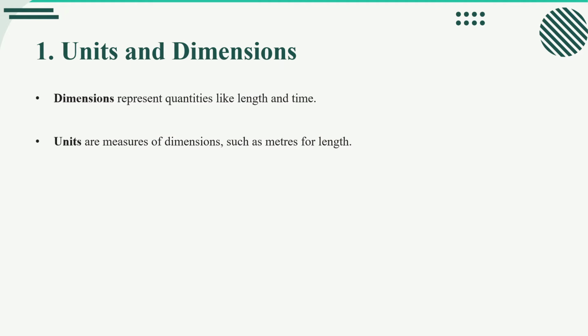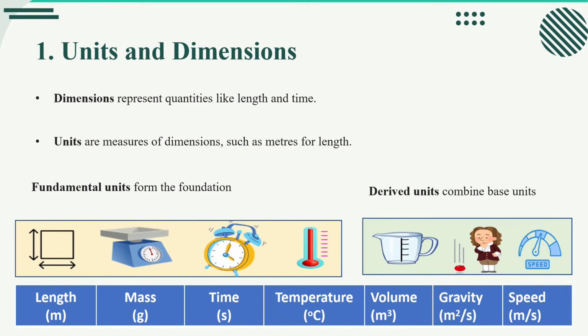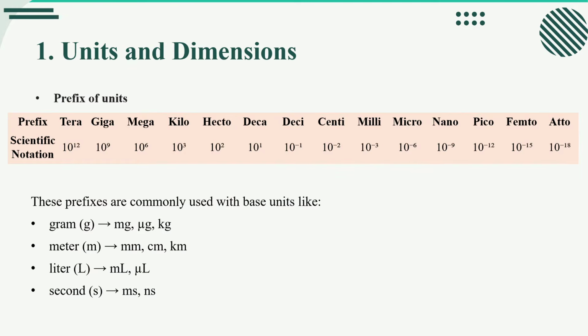Dimension represents quantities like length, mass, and time. The units are measures of dimensions, like meter for length. The units can be classified into fundamental units and derived units. The fundamental units are length, mass, time, and temperature. The derived units are obtained by the combination of the fundamental units. Examples: volume, gravity, and speed.